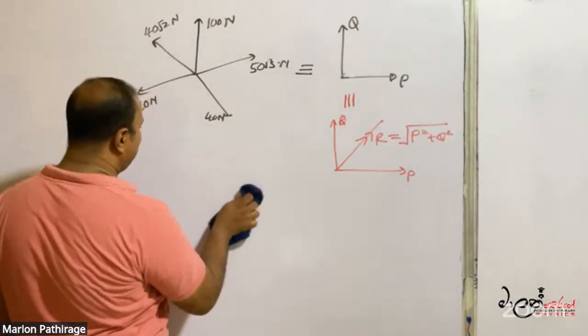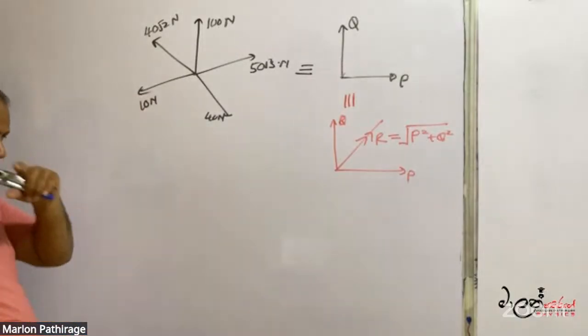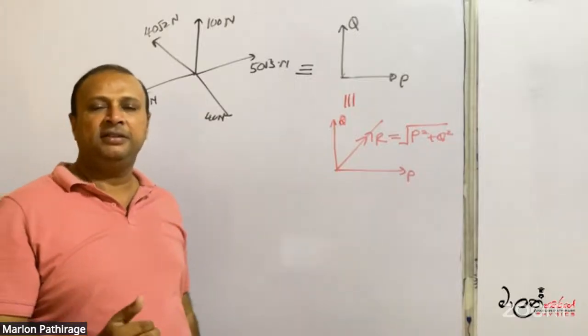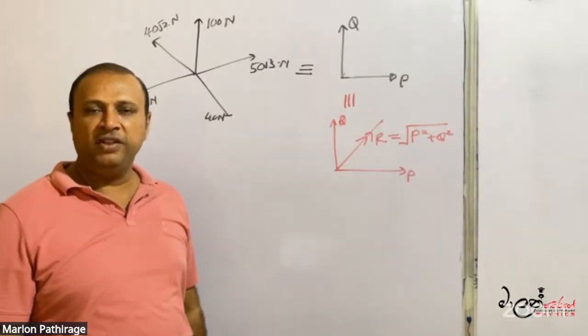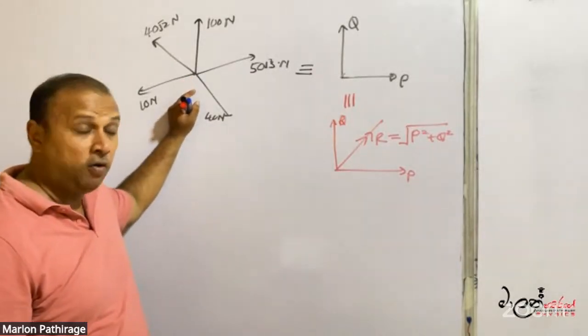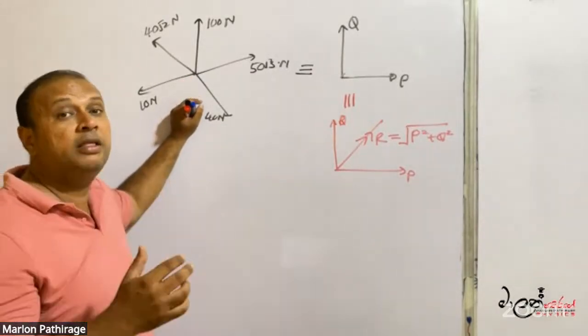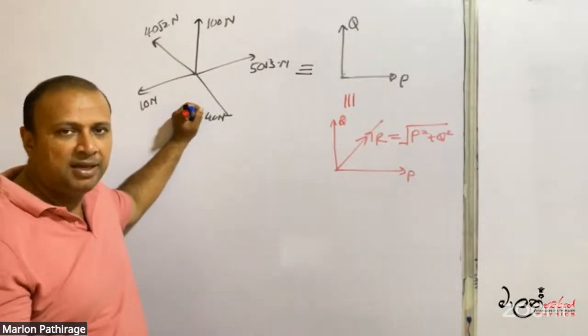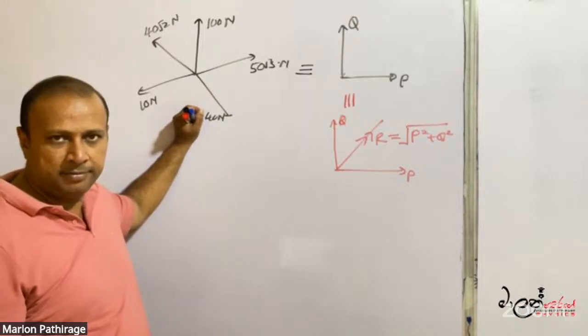So this is one method. This method is applicable when all the vectors in the vector system are acting at the same single point.